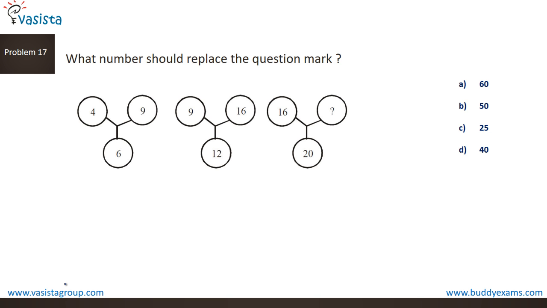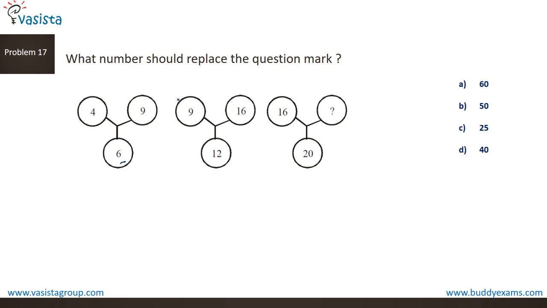Now, I told you already in the last 16 problems, you have to understand the relation between the numbers. So let us check here. In the first figure, 6 should come. If you add 9 plus 4, that is 13, and 13 minus 7, you will get 6. But 16 plus 9 is 25, so it is not possible to do it that way. So let us check with this instead.